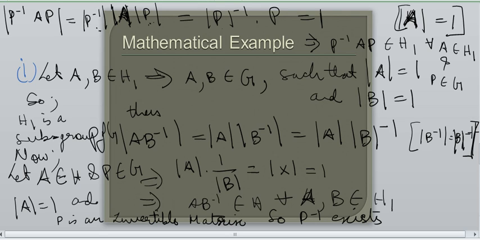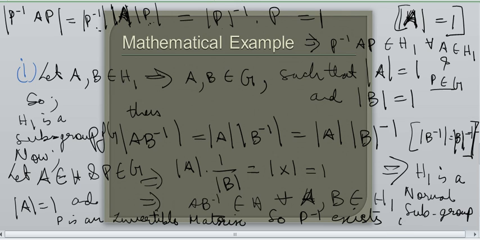So where was I? P belongs to G, that implies H1 is a normal subgroup of G. Now this is the first part. In the first part I have shown that H1 is a normal subgroup of G.